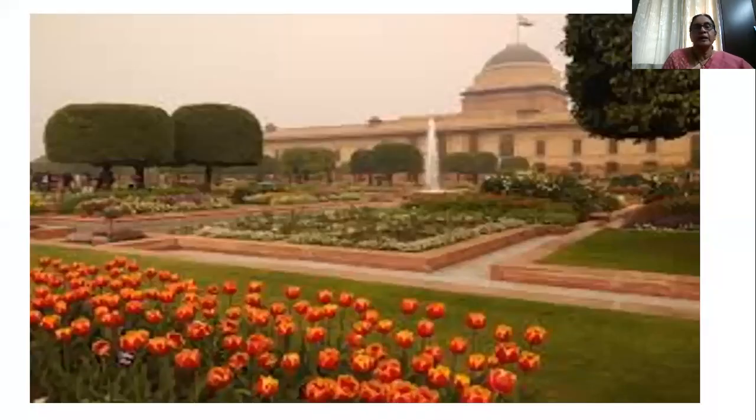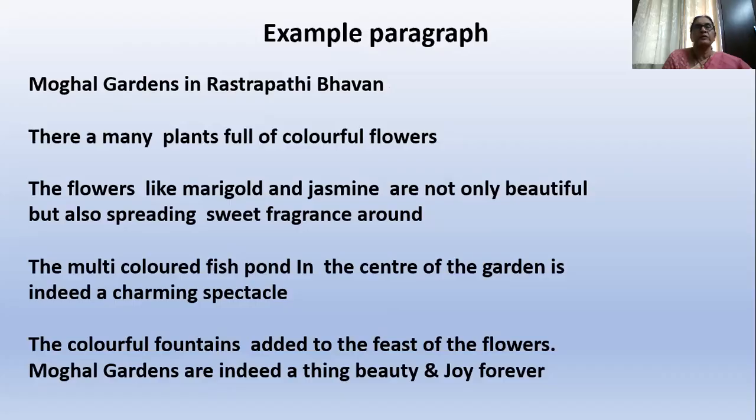I have taken an example of a place description, where we can use some of these words to describe this place. This is the Rashtrapati Bhavan. I want to describe this here for your example. See here, I have written a brief description so that we can make use of it. The Mughal gardens in Rashtrapati Bhavan. Whoever visits Delhi doesn't miss these Mughal gardens in Rashtrapati Bhavan. They want to have a look at them.